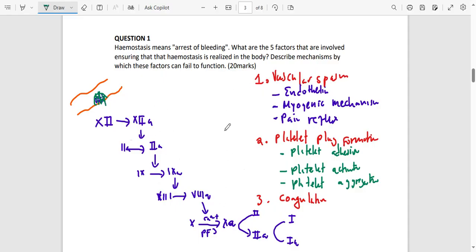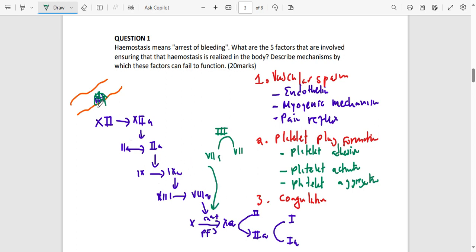We could have also the extrinsic pathway, where tissue injury is going to cause the release of factor 3, which is known as tissue factor. This factor 3 is going to lead to the conversion of factor 7 into 7A. And then this 7A will now come back to the step where it can convert factor 10 into 10A. There.